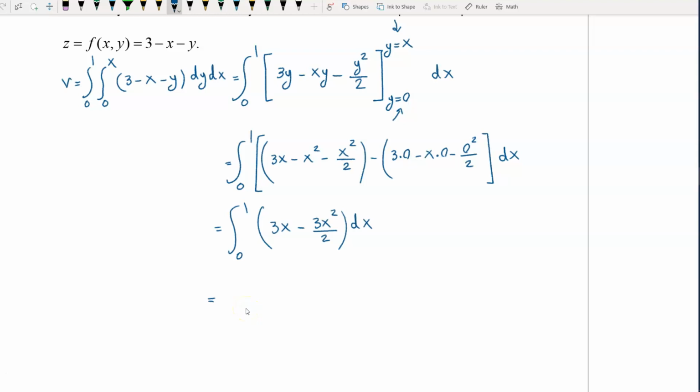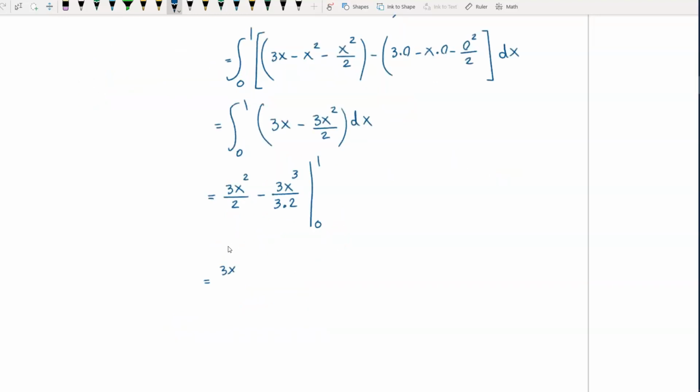So this is equal to, here we have 3x, power is 1, so that is 1 plus 1. So there's 3x with the power now changing to 2, and then use that number, divide by 2. Minus, here we have 3x squared, so the power is 2, so it is 2 plus 1, that's 3, divided by this number which is our power, divide by 3, and here we have 2, so it is multiplied by 2. And this is from 0 to 1. I'm going to simplify this part. So we have 3x squared divided by 2 minus x cubed divided by 2, and this is from 0 to 1.